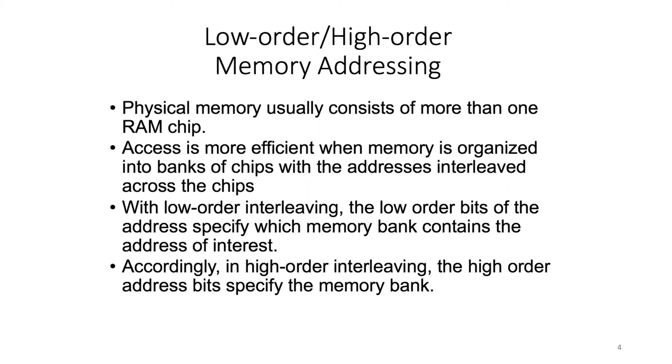So we have two ways to address the memory location. That's the low order and high order addressing. We know that physical memory usually consists of more than one chip. To access the memory more efficiently, the memory is organized into banks of chips with the addresses interleaved across the chips. Basically, low order interleaving just means the low order bits of the address specify which memory bank contains the address of interest. On the other hand, in high order interleaving, the high order address bits specify the memory bank. We can show what that means in a few seconds.